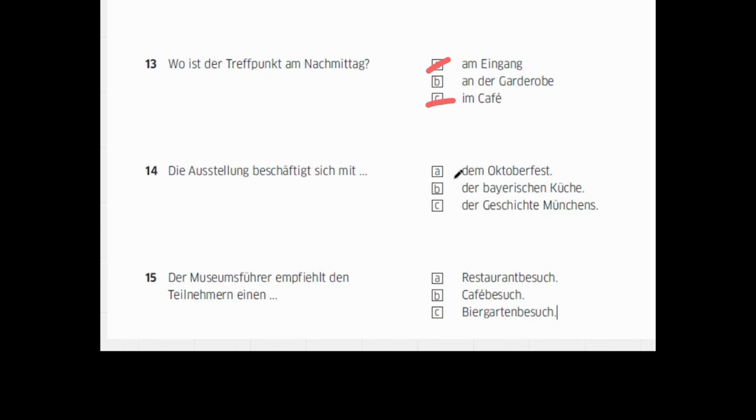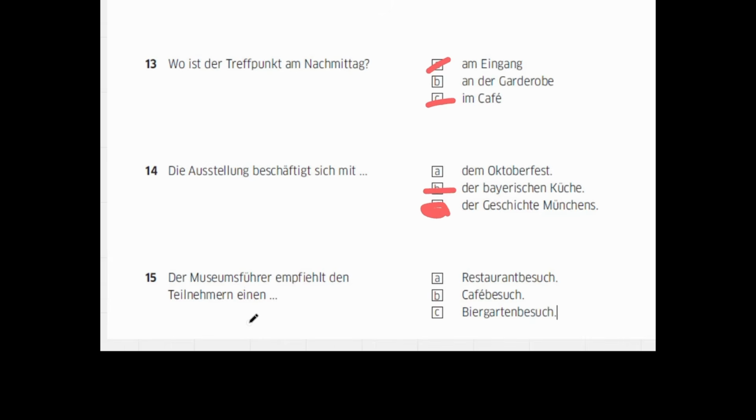Next, question number 14. The exhibition deals with Oktoberfest, the food or history. Now you tell me, since this exhibition is possibly being attended by a high number of natives, why would you want to talk about Oktoberfest especially? That too in a museum doesn't really make sense. So I feel either it's about the food or it's about the history. And I feel it's more about history because it's in a museum. But there is also a chance it might be about food because possibly the natives might be from another state who want to come to visit this state and enjoy and learn about the unique food of this place. So these are my two highly probable options.